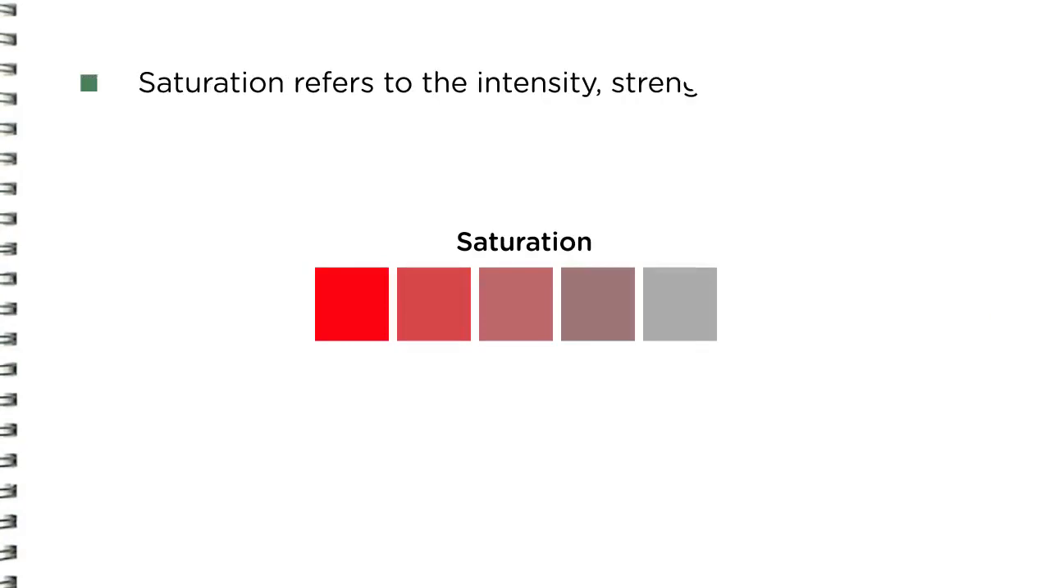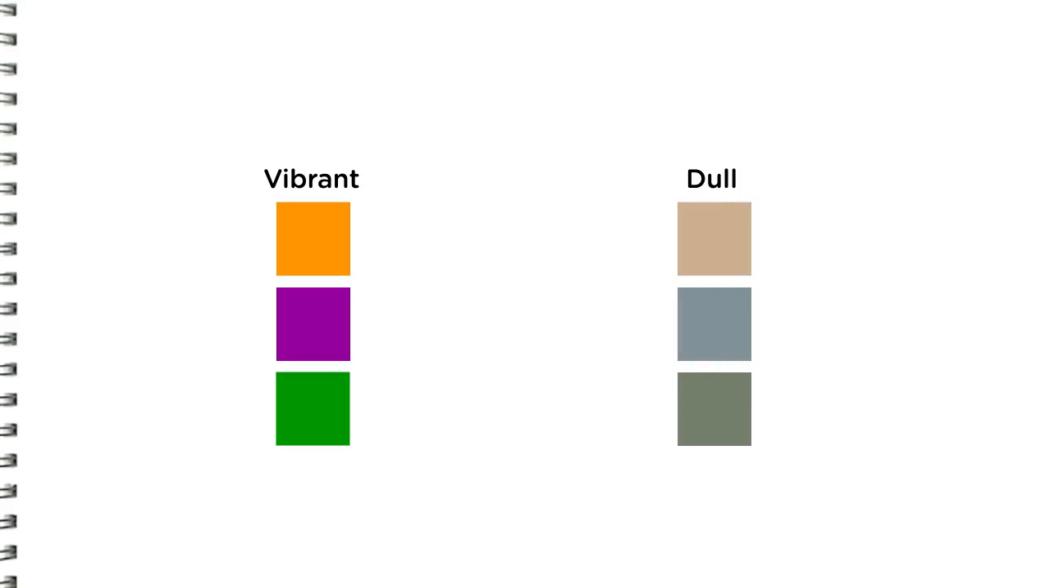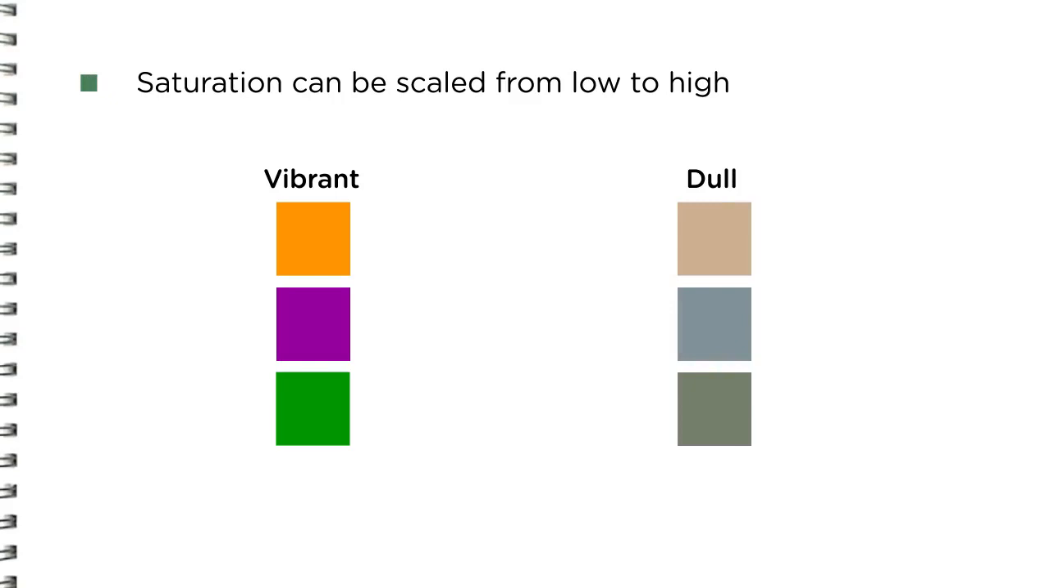Just like hue is a measurement of color, saturation is as well. Saturation refers to the intensity, strength, and chroma of the color. Colors that have high saturation are described as vibrant or bright. Colors that have low saturation are described as dull or pale. As you can see, saturation can be scaled just like size from low to high. As color decreases in saturation, it takes the appearance of gray.